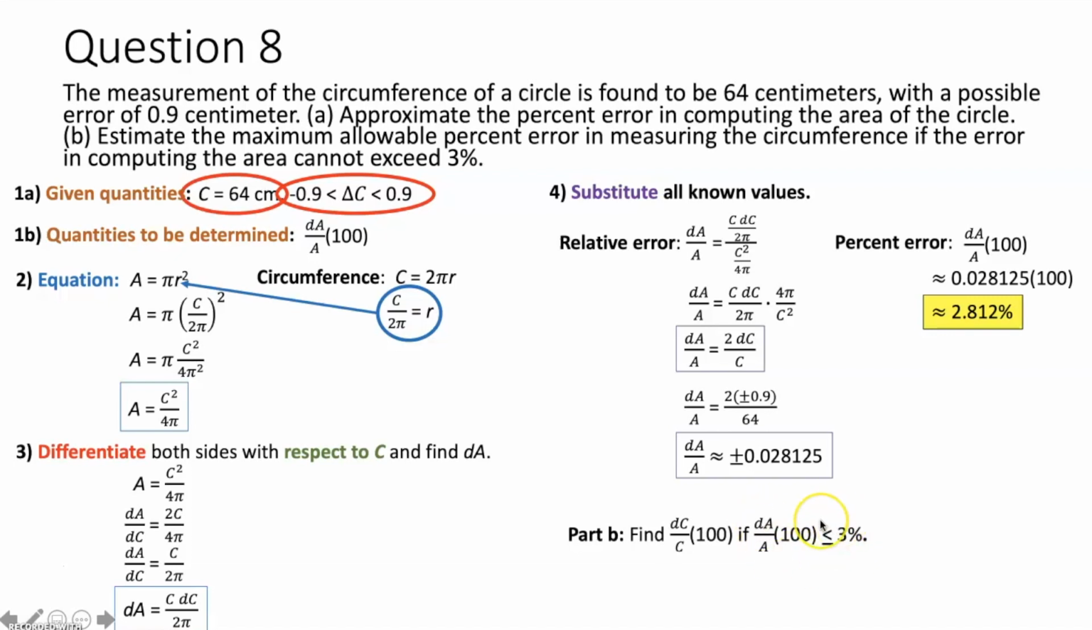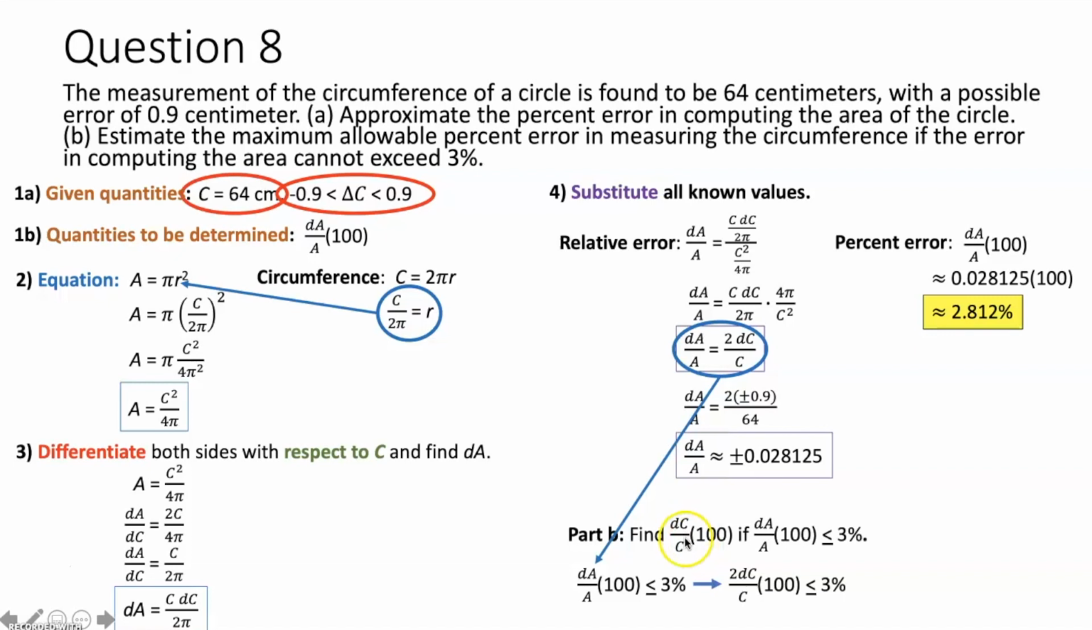Well, if we know dA over A times 100, the percent error in estimating the area of the circle, has to be less than or equal to 3%, how do we figure out what dc over c times 100 is? Well, is there any way we could substitute something in for this? Yeah, didn't we solve for that earlier on? dA over A is equal to 2 dc over c. Oh, look at that. And that's kind of what we were looking for. So let's go ahead and take 2 dc over c and plug that in for dA over A here. And when I do that, I get something that looks like this.